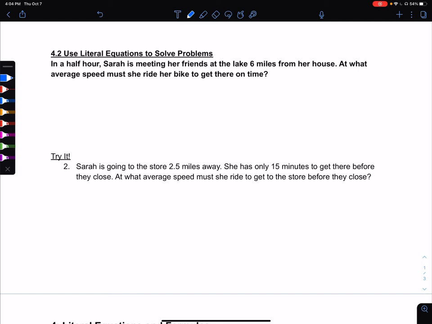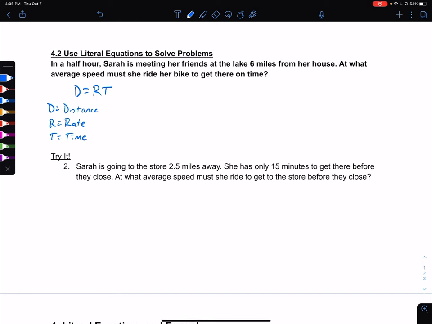Right, so just like I mentioned in the last video, a literal equation is something that becomes a kind of standard across the board. And in this case, we're talking about distance, time, and rate. So we want to use the formula d equals r times t. You can use lowercase letters, I'm going to use capital for this problem, but it's whatever. So d is equal to distance, r is equal to rate, and t is equal to time.